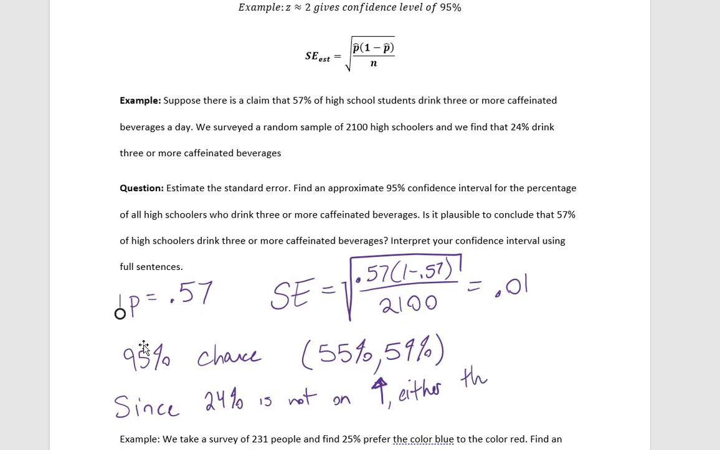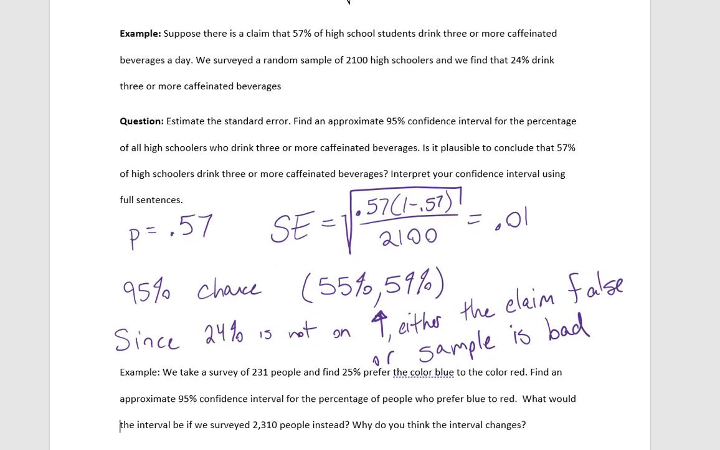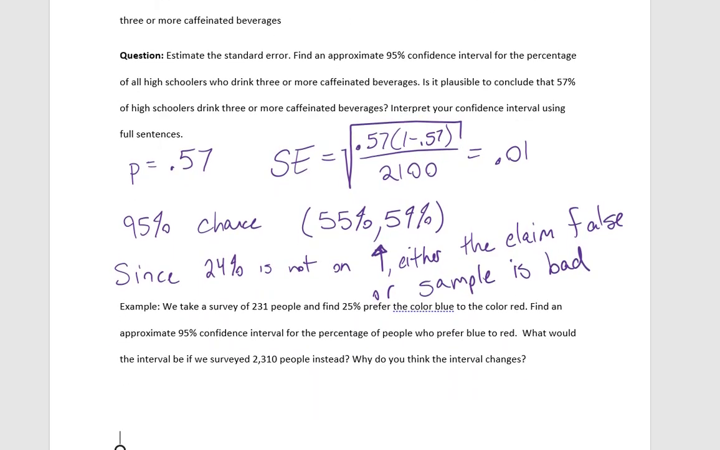either the claim is false, or our sample is bad. Right? Those are the 2 choices that we get to make. And later on, we're going to decide which one we make.